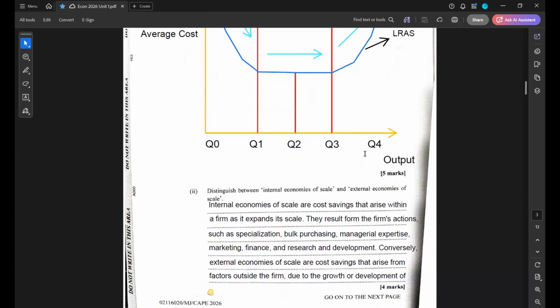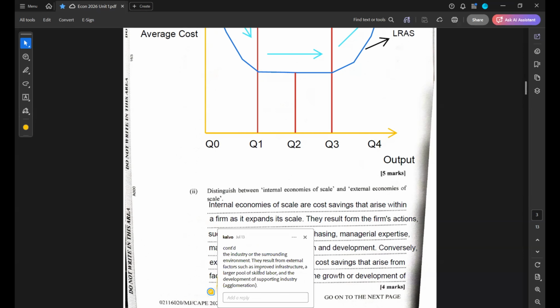Conversely, external economies of scale are cost savings that arise from factors outside a firm due to the growth or development of the industry, or the surrounding environment. They result from external factors such as improved infrastructure, which is usually provided by the government, a larger pool of skilled labor, and the development of supporting industries. So the agglomeration, the bringing together of firms that somewhat benefit from each other, is like a symbiotic relationship.